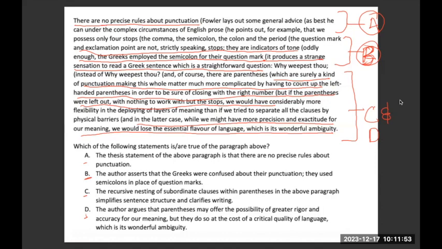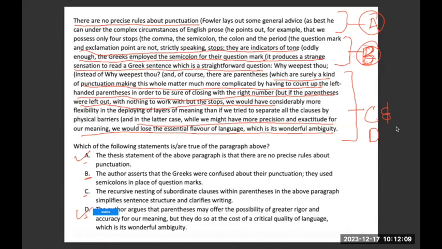Tanvi, wrong answer. Vishwa, correct answer. Shamoli, Meera, wrong answer. Anvi, wrong answer. Kavya, wrong answer. So in this case, the correct options are A and D.